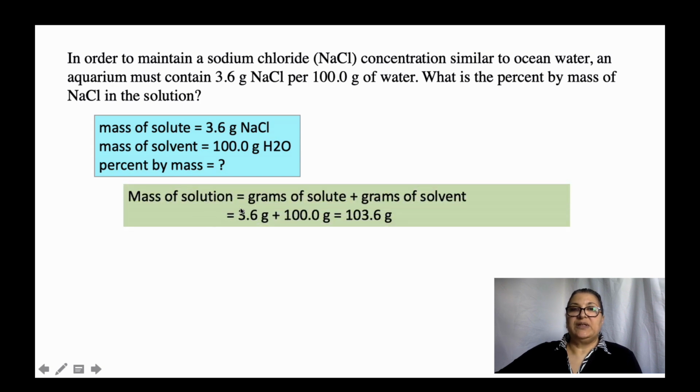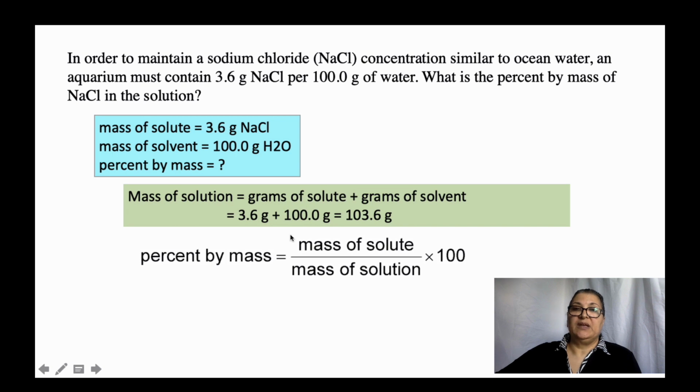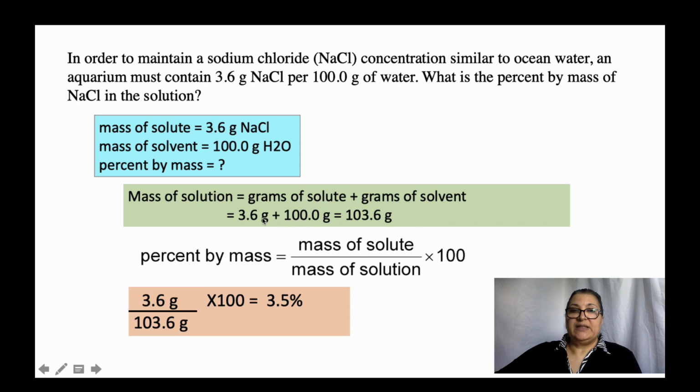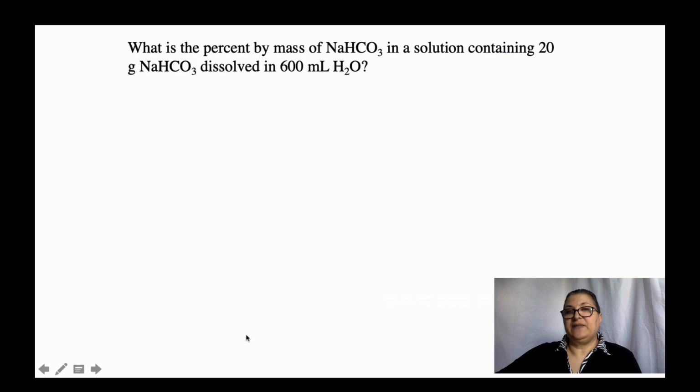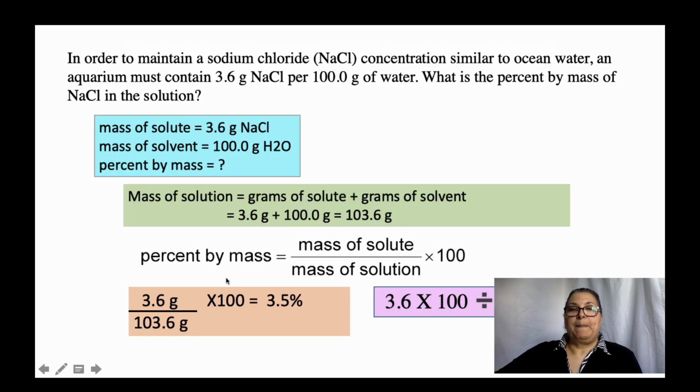First thing we want to do is add the mass of the solute plus the mass of water, and then write down the formula. So we take 3.6 and divide it by the total, times 100. So 3.6 times 100 divided by 103.6 gives us 3.5%.